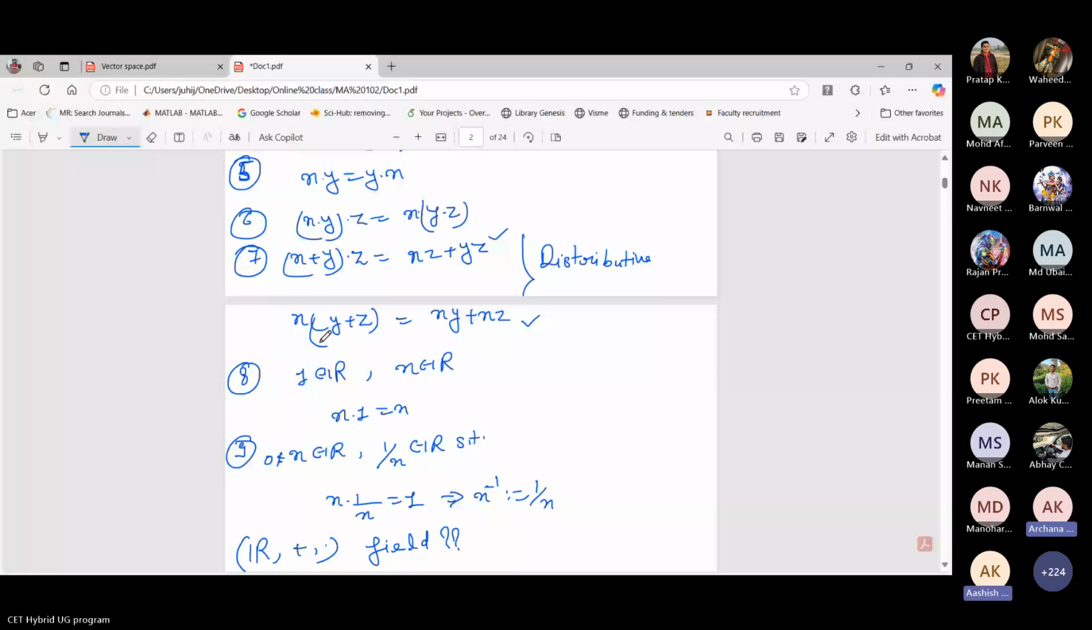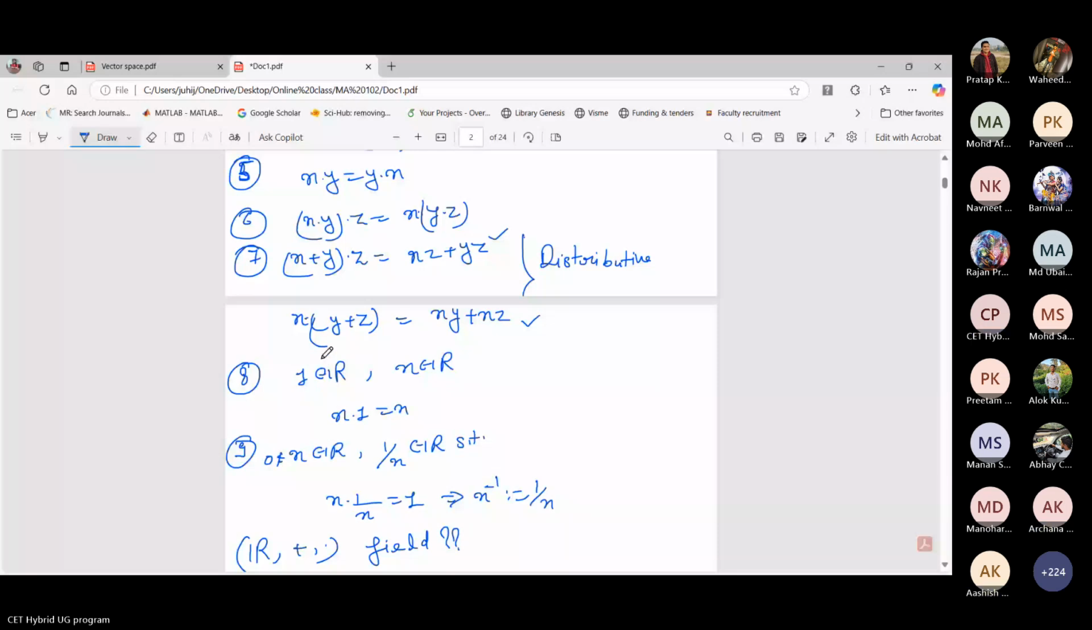Ma'am, here both should be equal, right? I mean right distributive and left. No, these two are different, because here we are multiplying z with x plus y, and x with y plus z. These two will give different numbers. Yes, ma'am. Okay, ma'am. Thank you, ma'am.